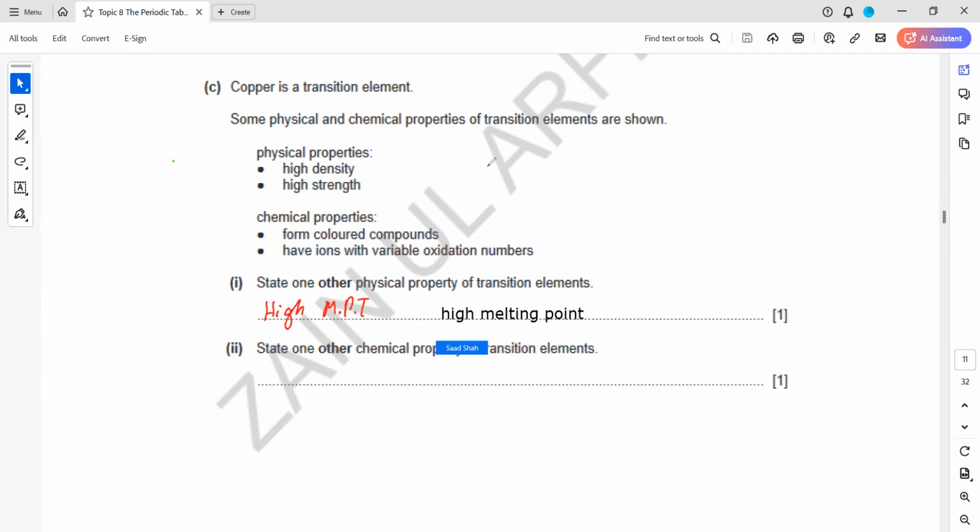State another chemical property. What is another chemical property? One which is not listed above, so it can be used as a catalyst, or it is unreactive or less reactive, you can mention. They can be used as a catalyst, or catalytic activity is there, that's fine.